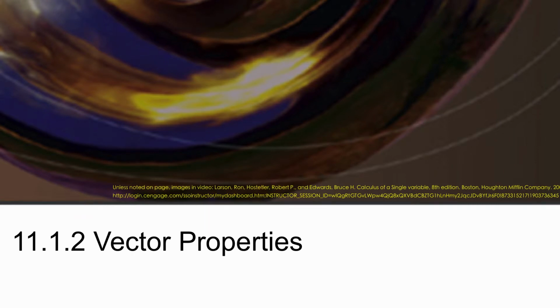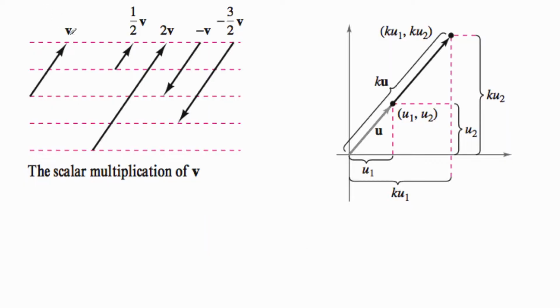Let's talk about vector properties. Suppose I have a vector v, and I want to shrink it by 1/2. I don't want to change the orientation, I just want to make it shorter. While if I want to double it, I again don't want to change the orientation, I just want to change how long it is. So scalar multiplication is just stretching or shrinking a vector. And we can find those components by multiplying the components themselves by the scaling factor.